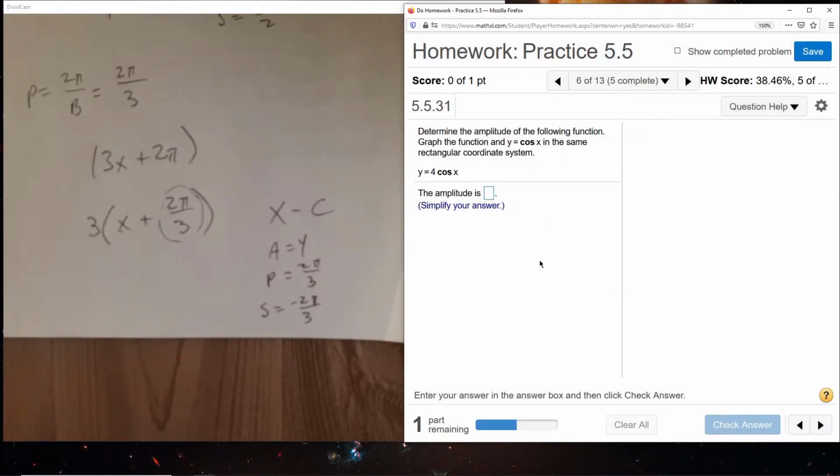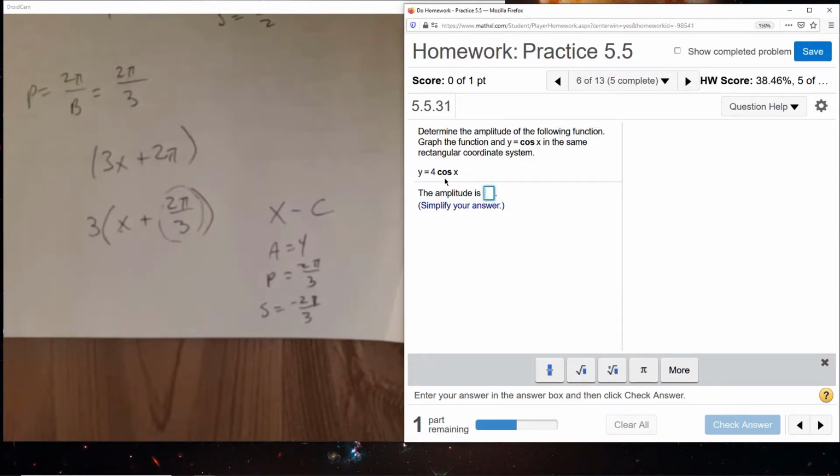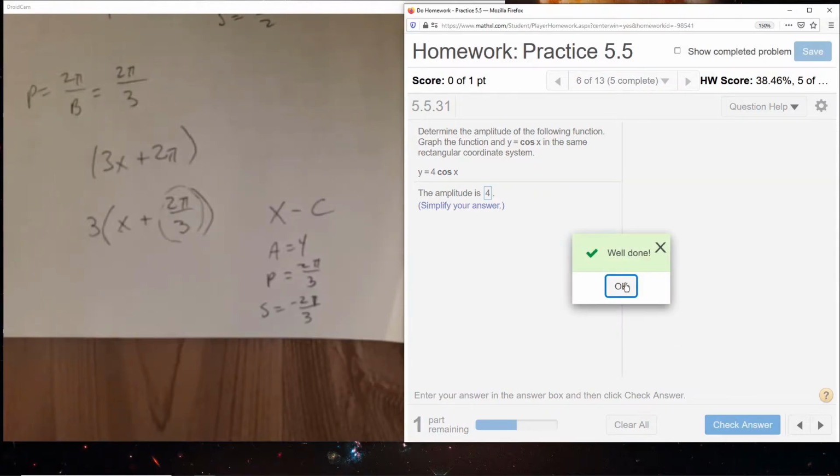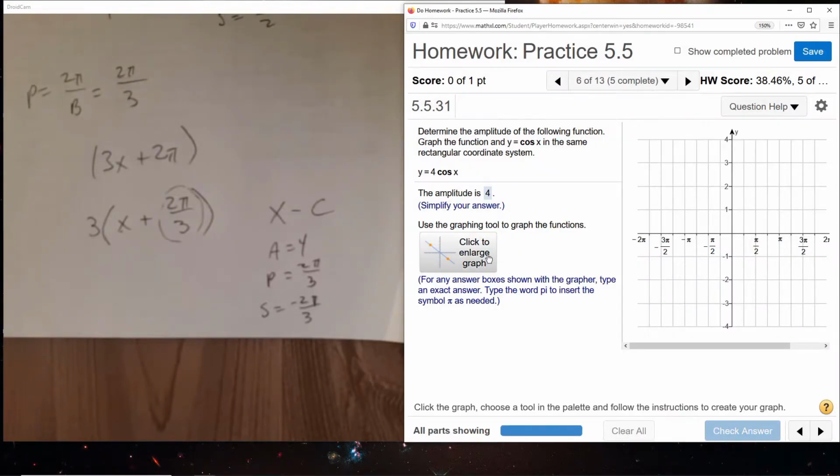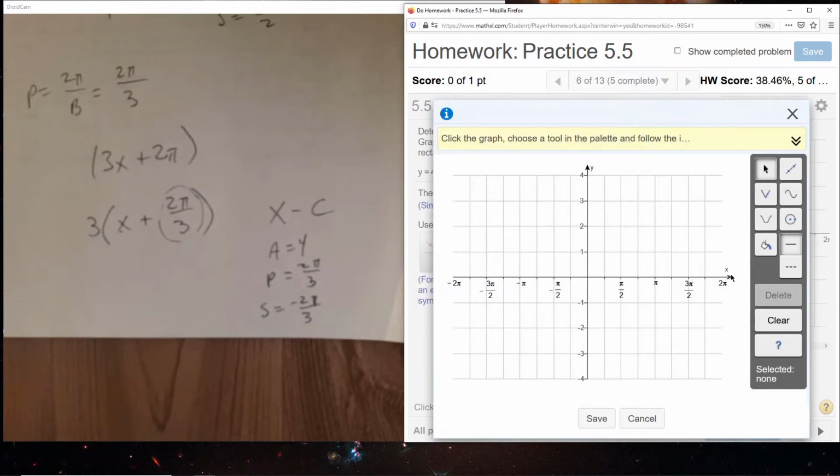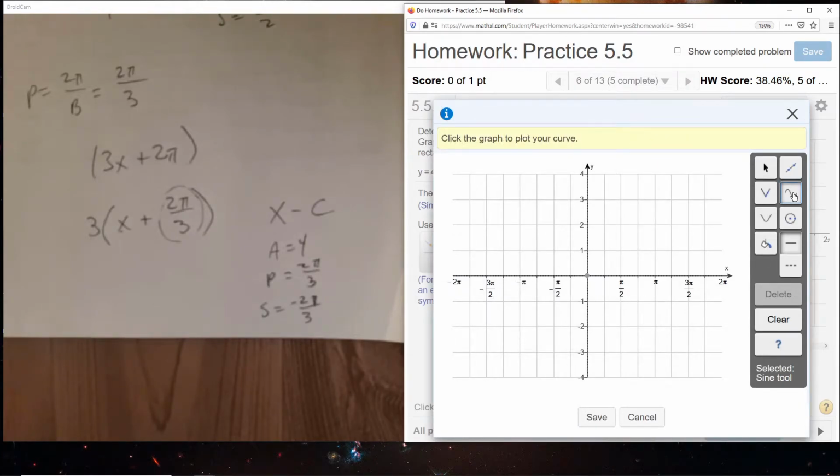Number 6. Now we got some cosine functions. The amplitude here, the number multiplying cosine, is 4. Use the tool to graph. All right, so we got to be a little bit careful now because they only give us a sine function here.